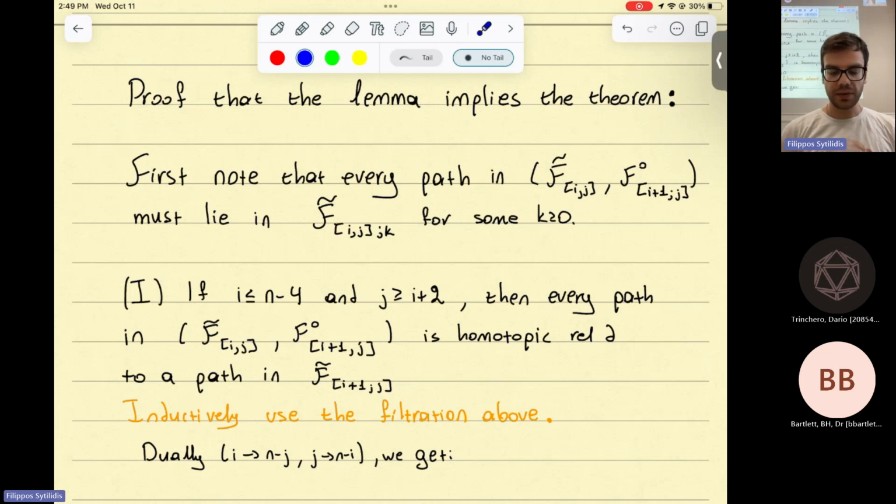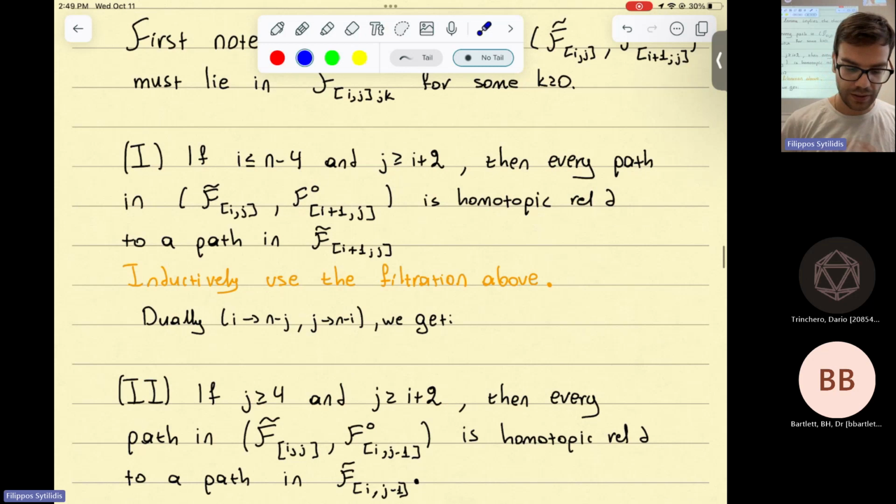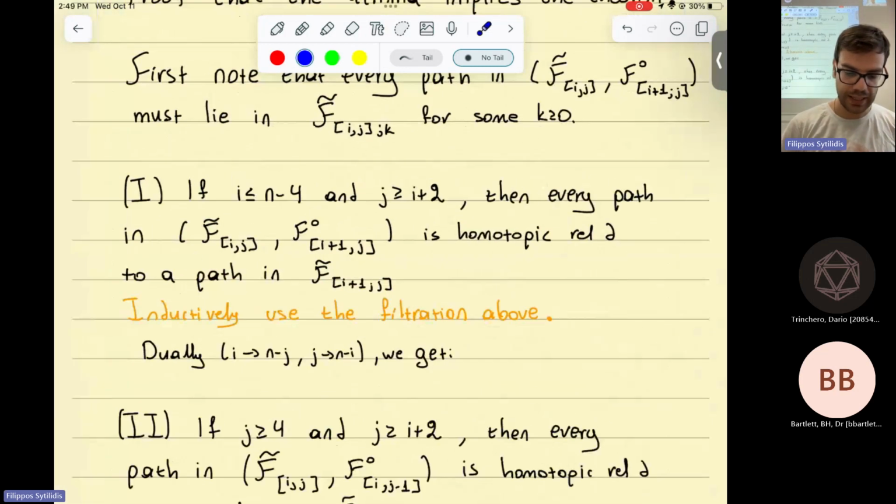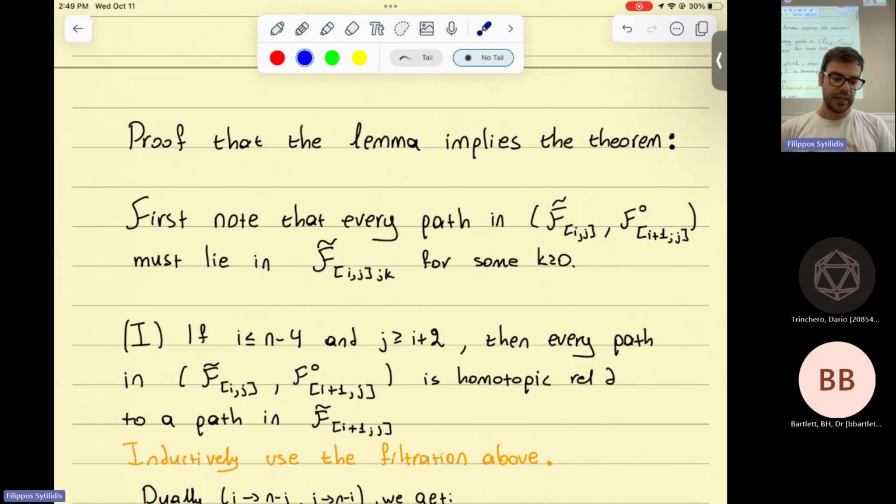And the first thing to note is that every such path must lie in F_{i,j;k} for some non-negative k. That's just from compactness. I'm going to have at most k critical points of index i introduced, if any of them are introduced, where k is some finite integer. Okay. And basically the idea is just an inductive argument.